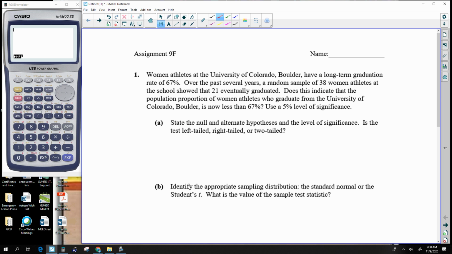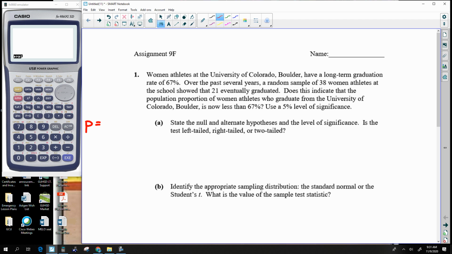So a women athlete at University of Colorado Boulder has a long-term graduation rate of 67%, okay? Over the past several years, a random sample of 38 women athletes at the school showed that 21 eventually graduated. Does this indicate that the population proportion of women athletes who graduate from the University of Colorado Boulder is now less than 67%? Use a 5% level of significance.